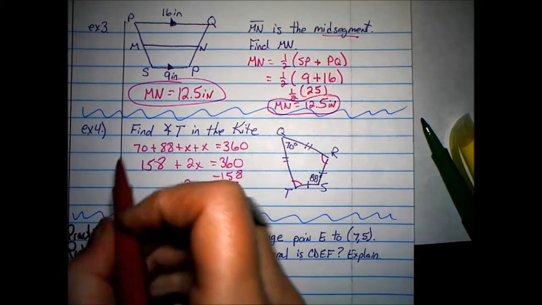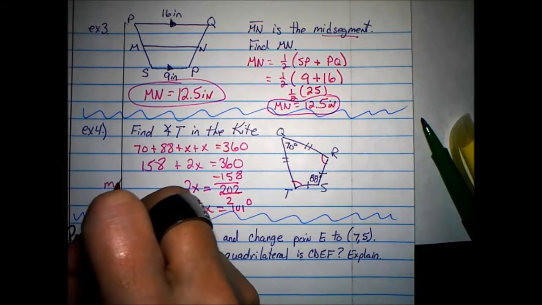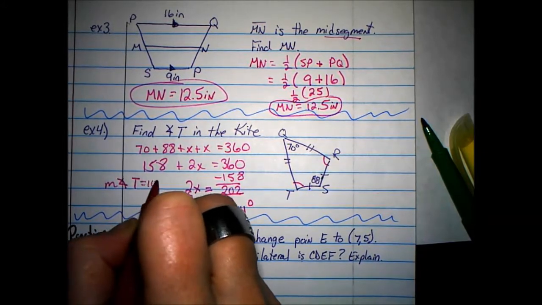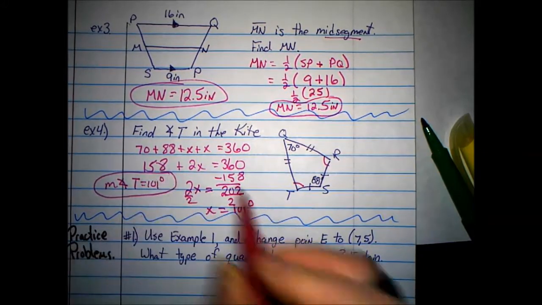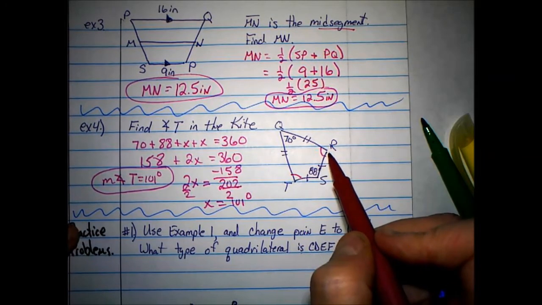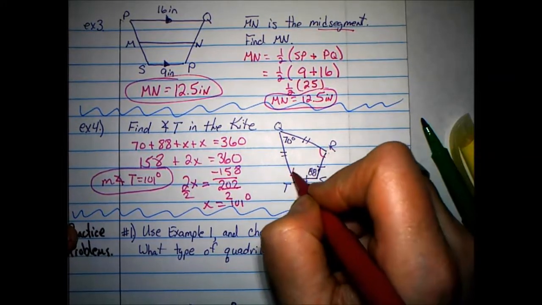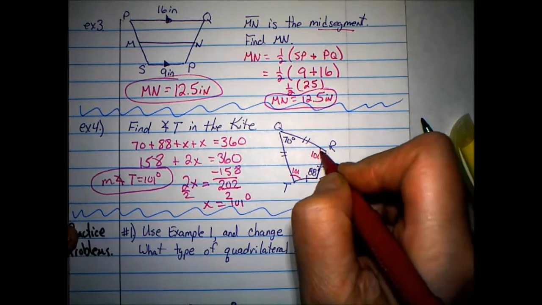That means the measure of angle T is 101 degrees for this problem. Realize that also means that R is 101, so both of those are 101 degrees.